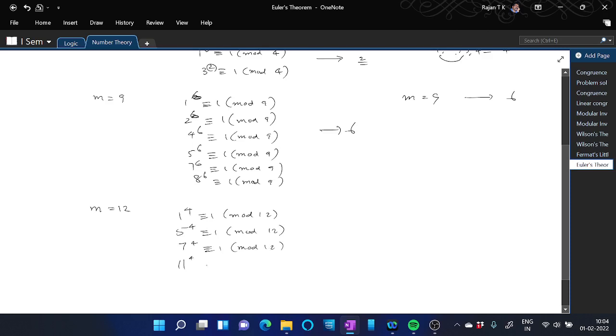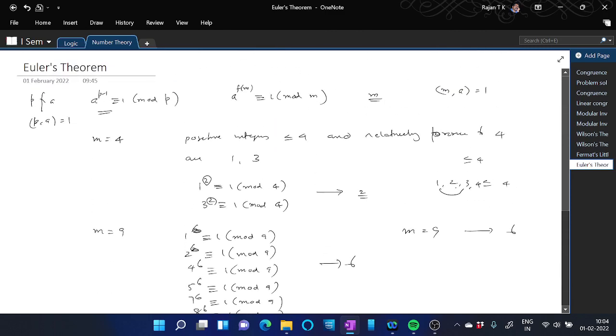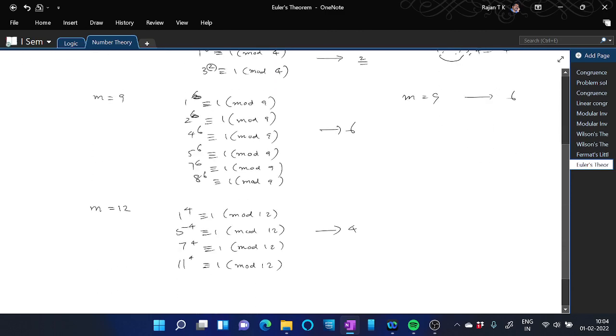11 raised to 4 is also congruent to 1 mod 12. So this number m equal to 12 generates a number 4 here, satisfying then this property a raised to f of m is congruent to 1 mod m. So when m is equal to 12, it generates a number 4.